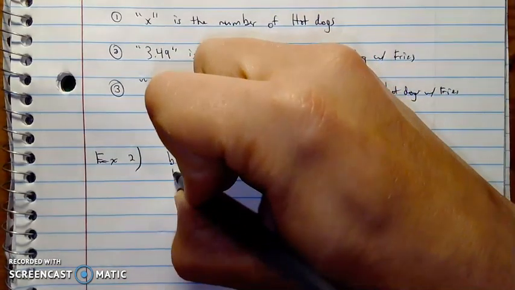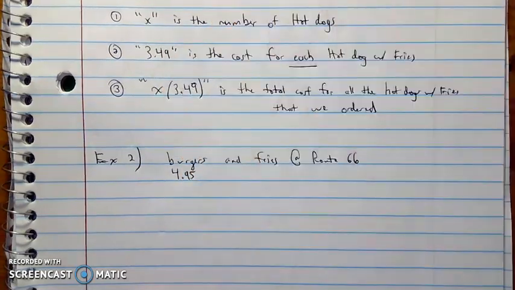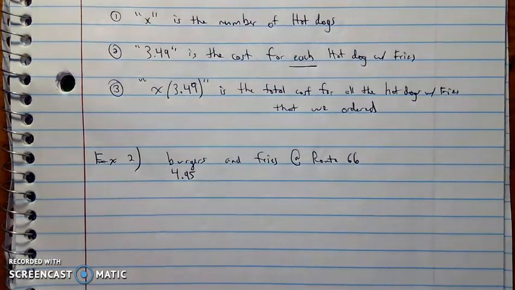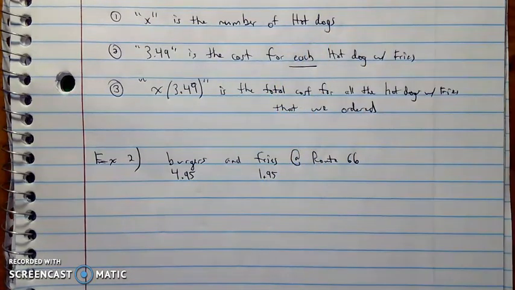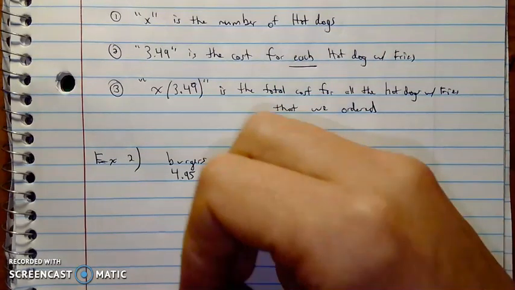So a burger is gonna cost $4.95. That's just plain, nothing special to it. A side of fries is going to cost $1.95. We are not eating by ourselves, so we have 4 total people.